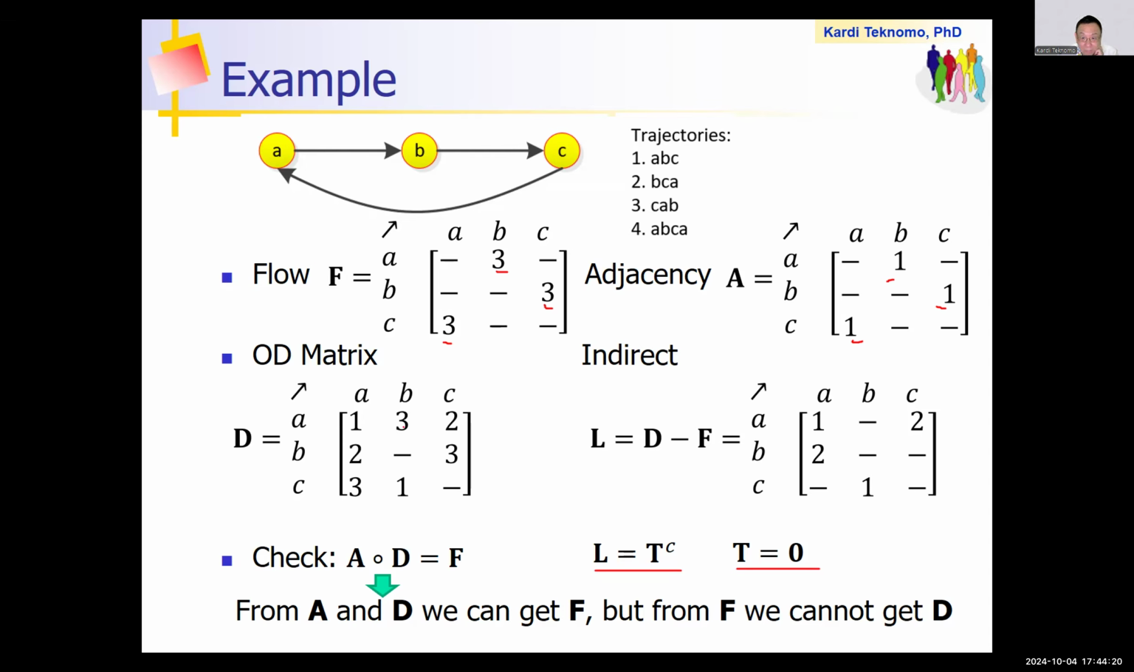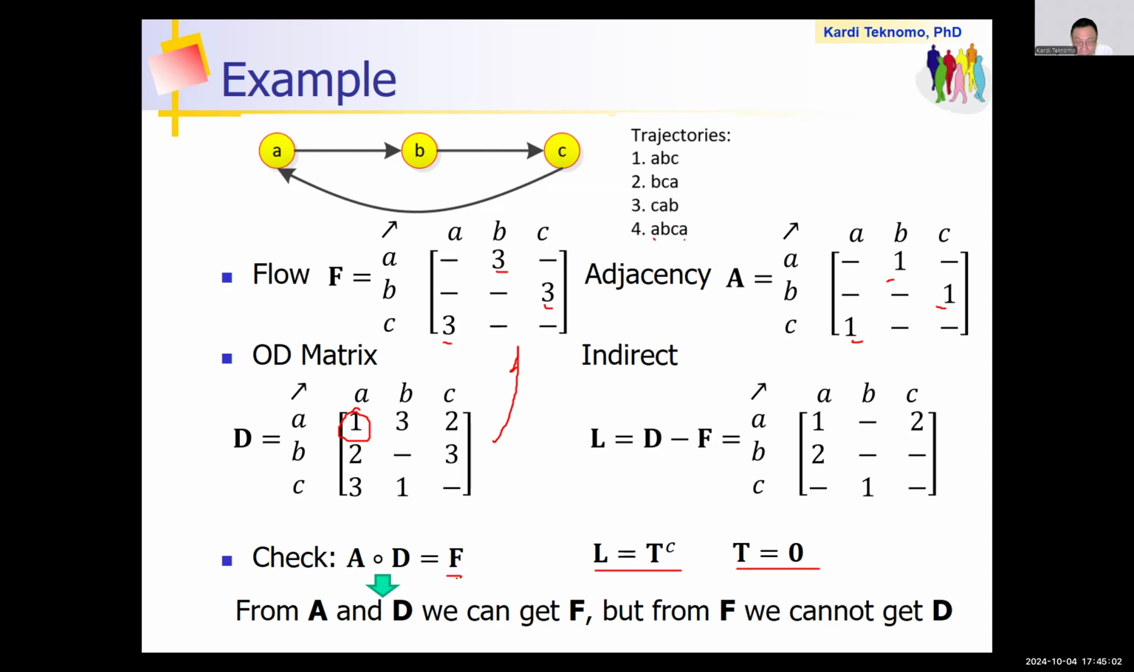Now in the OD matrix here, of course, you can see they are all filled up, including the entry for A to A itself, because there is a cycle here. Can you see this? There is a cycle from A to A. Then the indirect link flow is T minus F. So simply you get it from these two, T minus F, and then you can check that the adjacency matrix multiplied by this OD matrix gives you the F.